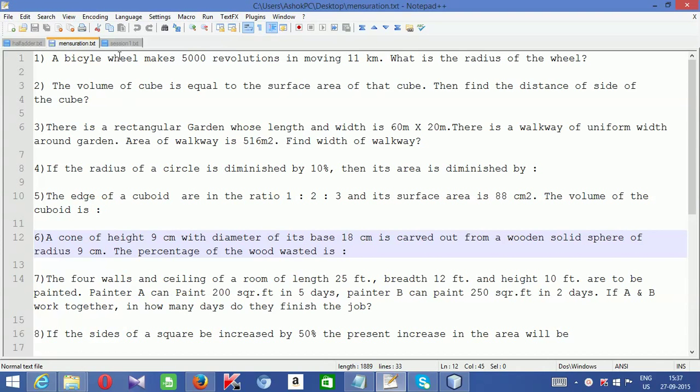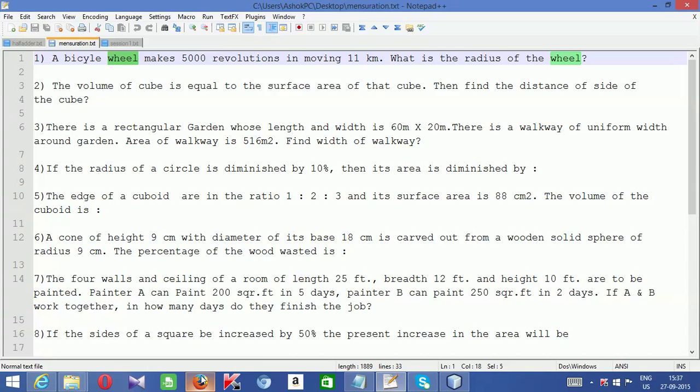Fine. So now this first question. A bicycle wheel makes 5000 revolutions in moving 11 km. What is the radius of the wheel? So you have a bicycle and the wheel makes 5000 revolutions. You have traveled 11 km after making 5000 revolutions. You need to find the radius of the wheel.